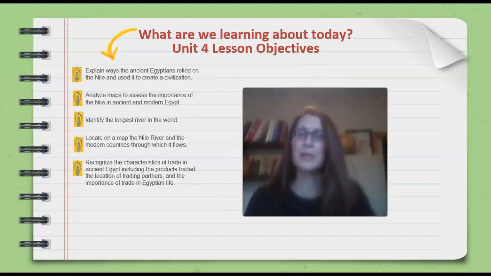Unit 4 lesson objectives. Explain ways the ancient Egyptians relied on the Nile and used it to create a civilization. Analyze maps to assess the importance of the Nile in ancient and modern Egypt. Identify the longest river in the world. Locate on a map the Nile River and the modern countries through which it flows. And recognize the characteristics of trade in ancient Egypt, including the products traded, the location of trading partners, and the importance of trade in Egyptian life.